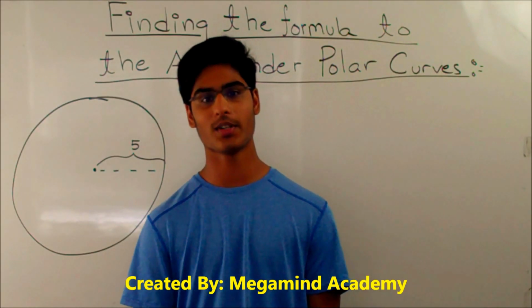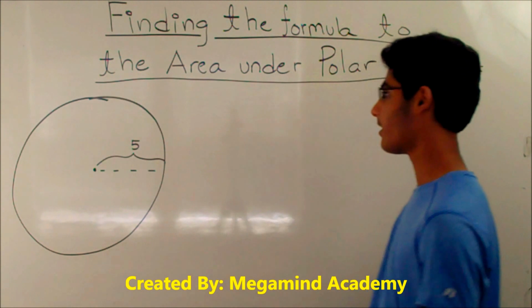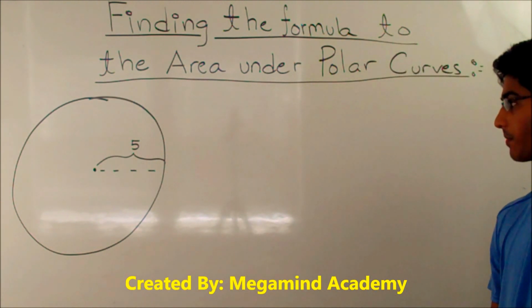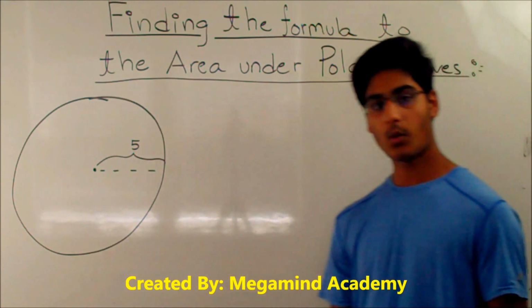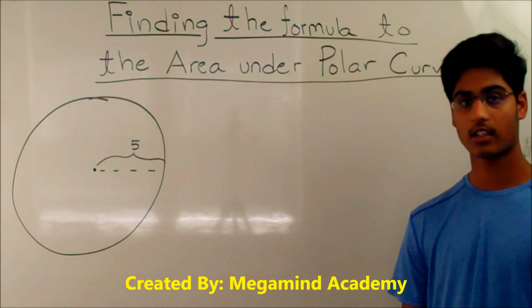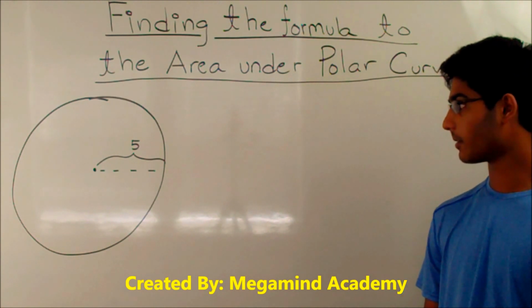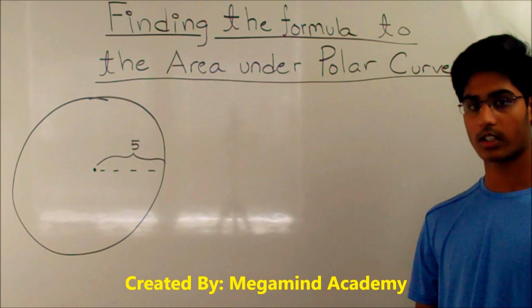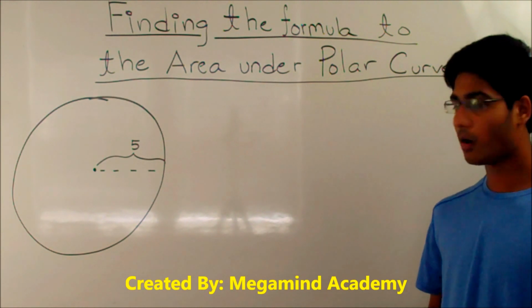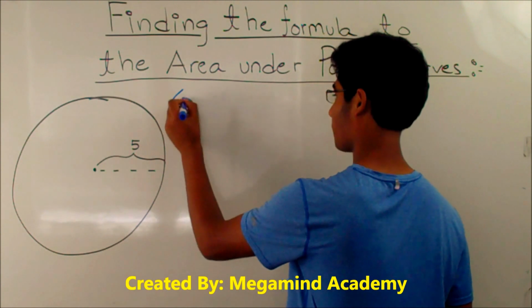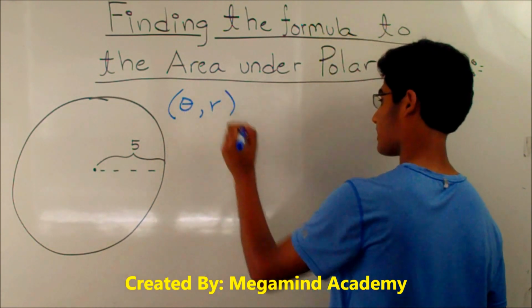Hi! Today we're going to learn about finding the formula for the area under polar curves. So, what are polar curves? Well, polar coordinates are a different type of coordinate system than the Cartesian plane. Instead of rectangular coordinates, which are x, y, polar coordinates are written as theta, r, or angle, radius.